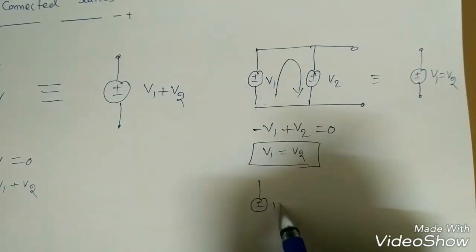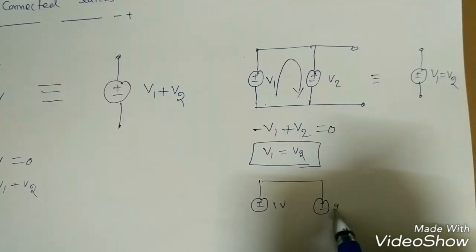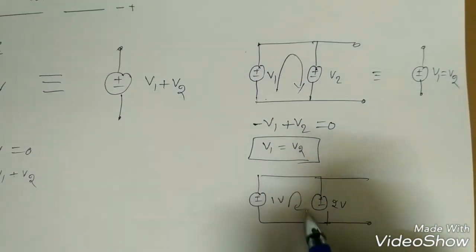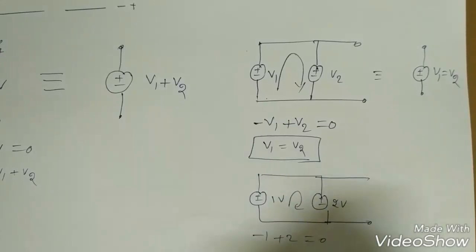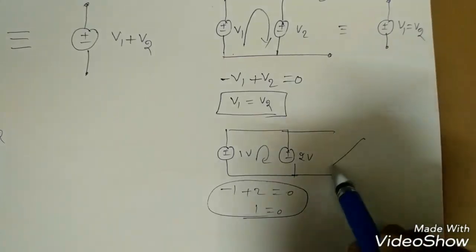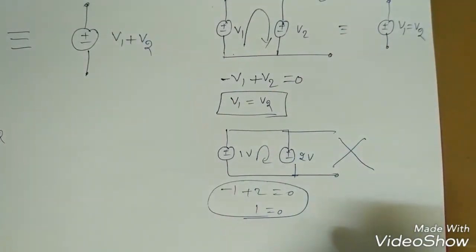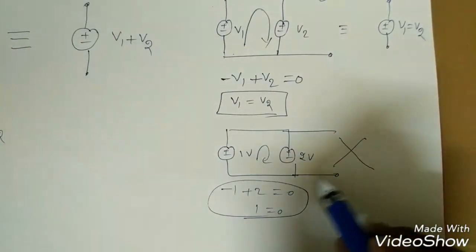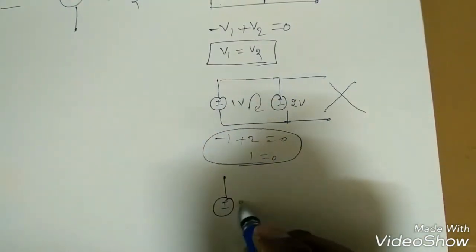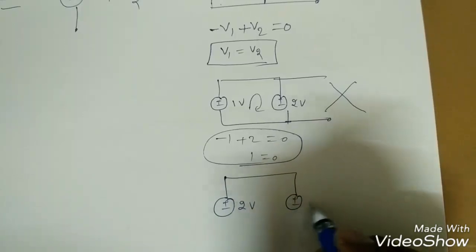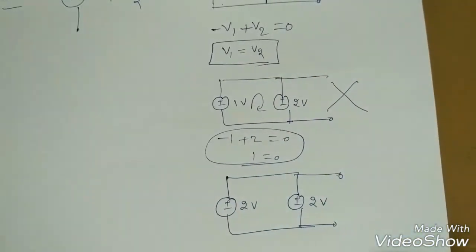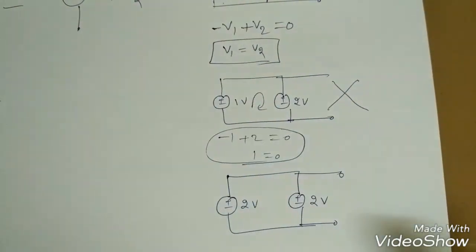So suppose plus 1 volt and plus 2 volt are there. If you apply KVL, minus 1 plus 2 equals 0, so 1 is equal to 0. Is there any possibility like this? No. So that means here KVL fails, that means the circuit cannot exist like this. For existence, suppose this is 2 volts, the other voltage should also be 2 volts, then only KVL is satisfied, right? So this is about the parallel connection.